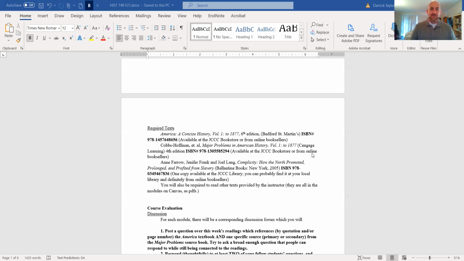The second textbook that's required to buy is Elizabeth Cobbs Hoffman and her other editors' Major Problems in American History, Volume 1 to 1877. America: A Concise History is a narrative. It tells you the story, more or less, of the country from colonial times up to the Reconstruction period. Major Problems in American History is a source reader, or a document reader, and it gives you primary sources from all the time periods up to 1877.